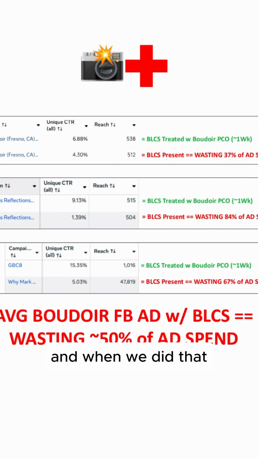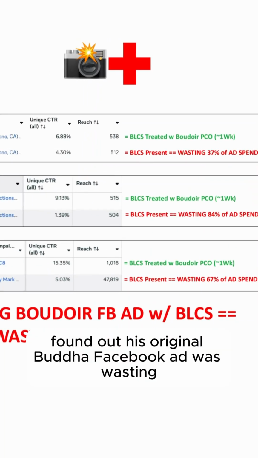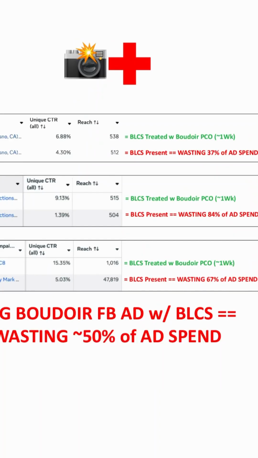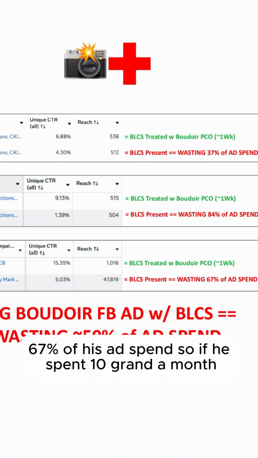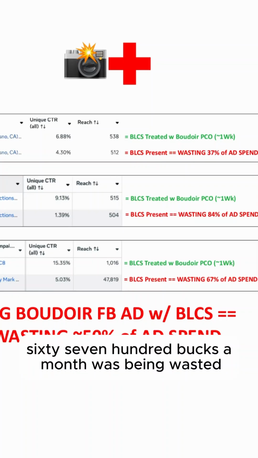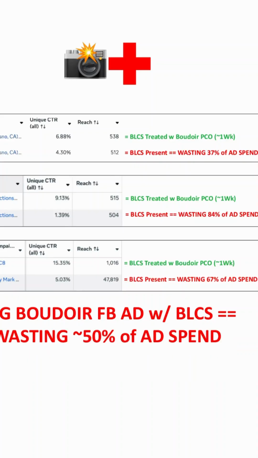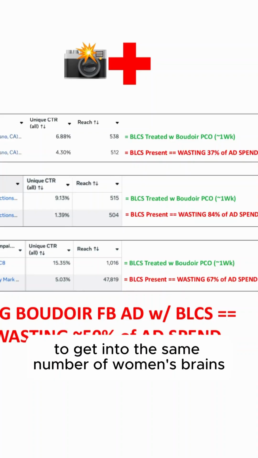And when we did that, we actually found out his original Boudoir Facebook ad was wasting 67% of his ad spend. So if he's spending 10 grand a month, $6,700 a month was being wasted. So now he only needs to spend $3,300 a month with his Boudoir Pico treated ad to get it into the same number of women's brains.